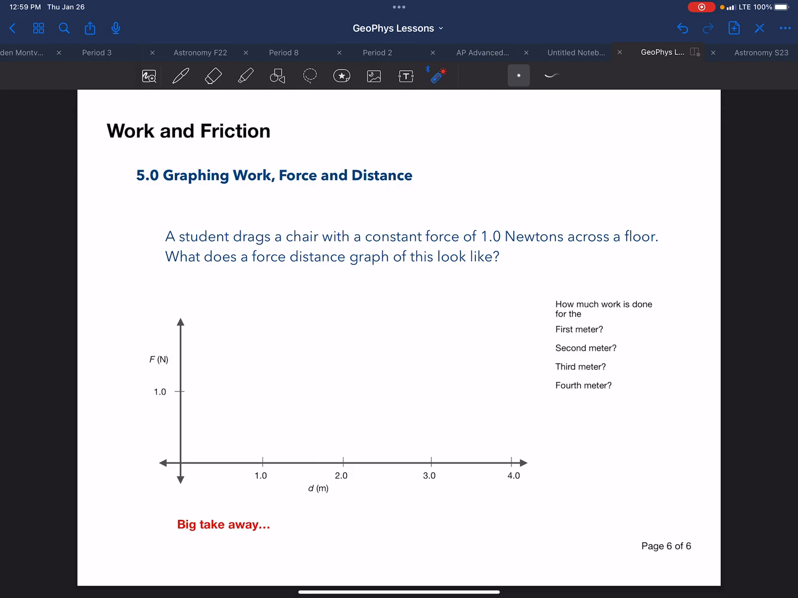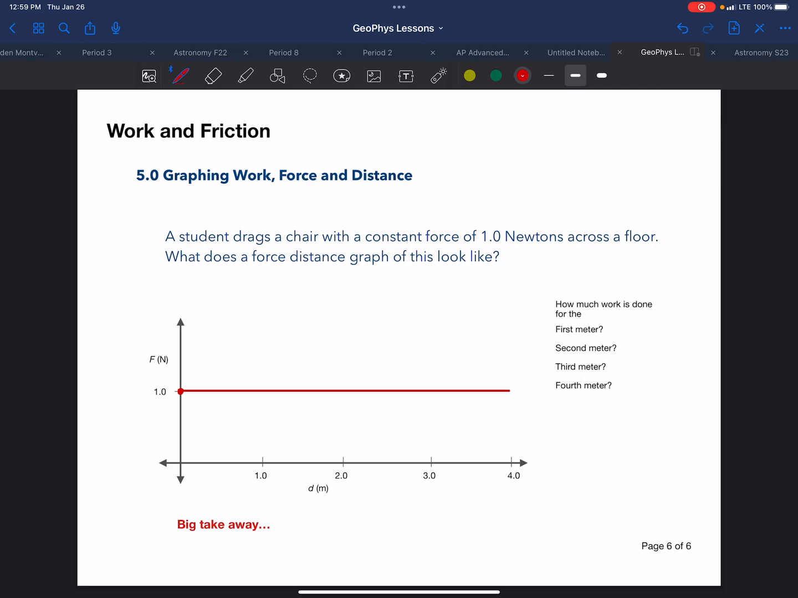Well, we know it's a constant force. So as the student is dragging it across the floor, the force remains 1. So we start out at 1, and it stays 1 whether we're dragging it 1 meter, 2 meters, 3 meters, or 4 meters. So this is what a constant force over time looks like. So that's what the force distance graph looks like.